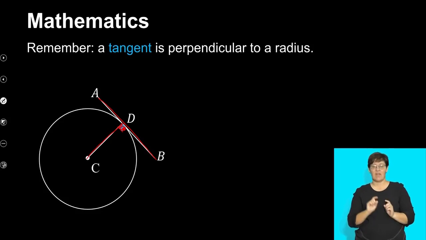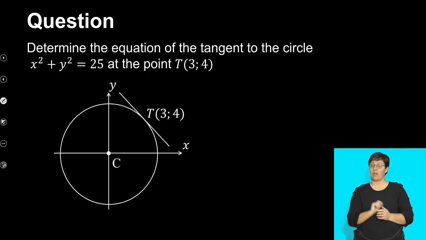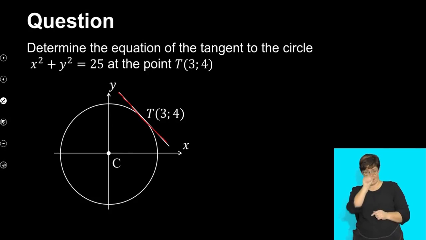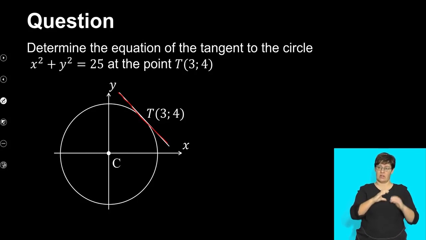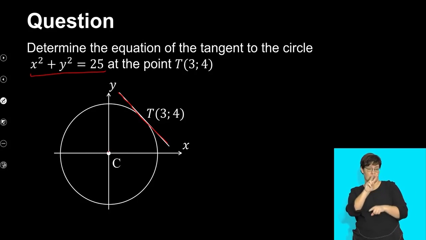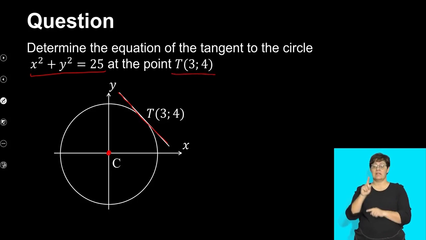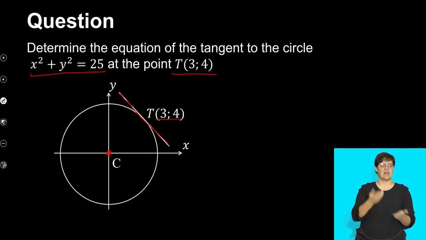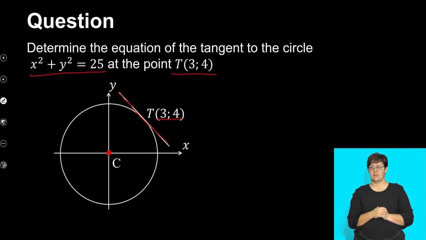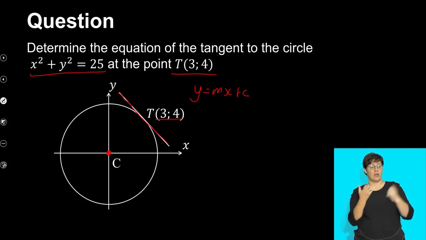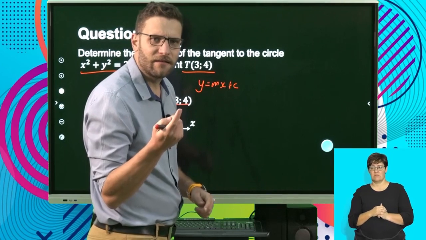Now, let's jump into our first question. It says, determine the equation of the tangent. Here I can see my tangent in red, to the circle x squared plus y squared equals 25. The center of the circle is at the origin and the point of tangency is (3, 4). So they want me to calculate the tangent at that point. When we're talking about an equation, it's a line, so it's going to be mx plus c. What I need to calculate is the gradient and the y-intercept.